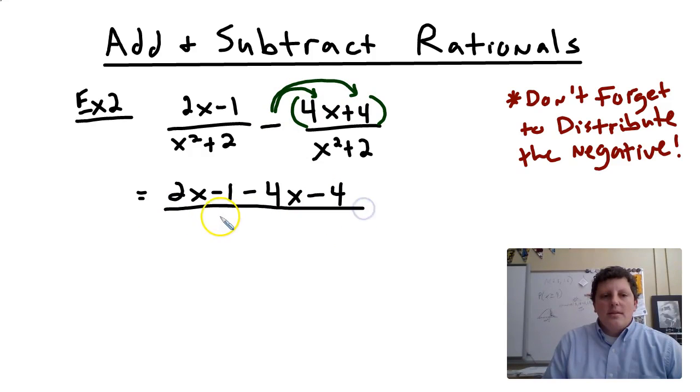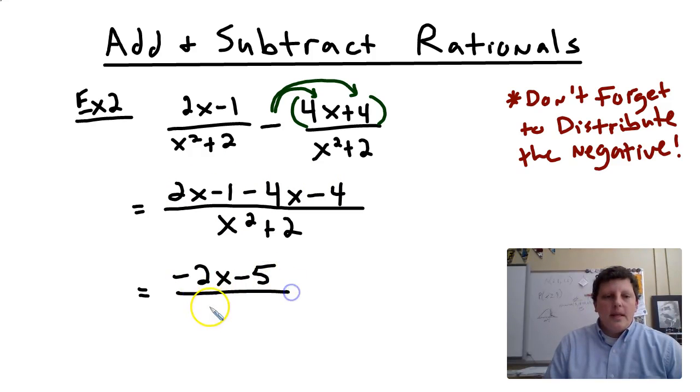Our denominator is still going to be x squared plus 2. And now we can add like terms. 2x minus 4x is negative 2x. Negative 1 minus 4 is negative 5. And I get my final answer of negative 2x plus 5 over x squared plus 2.